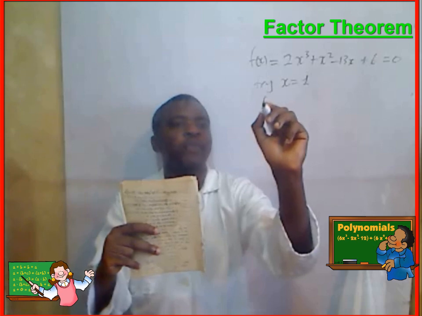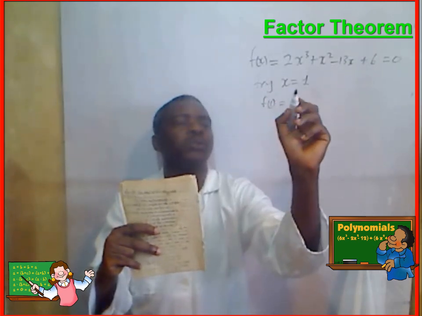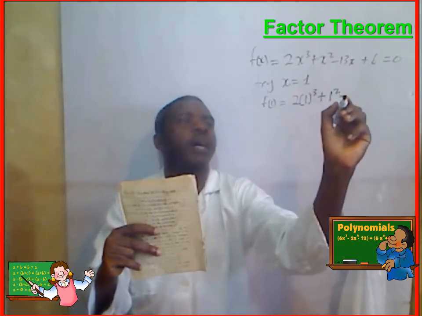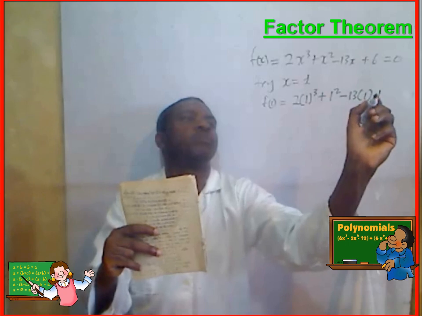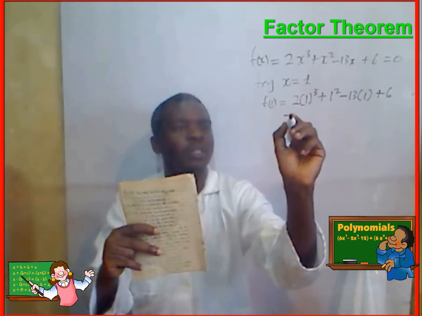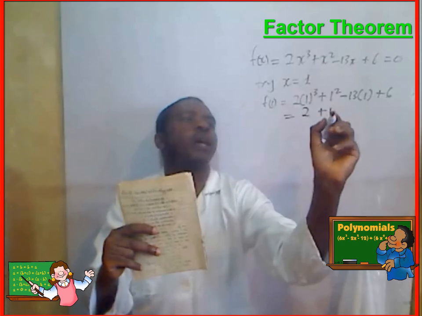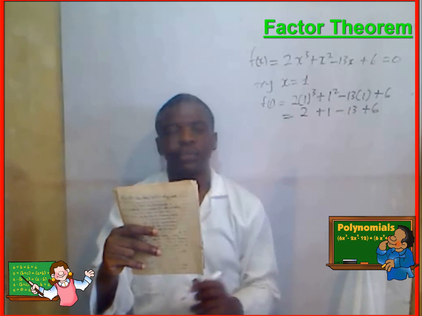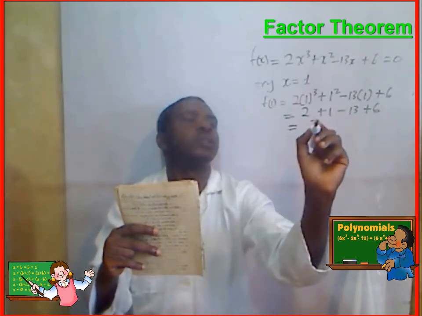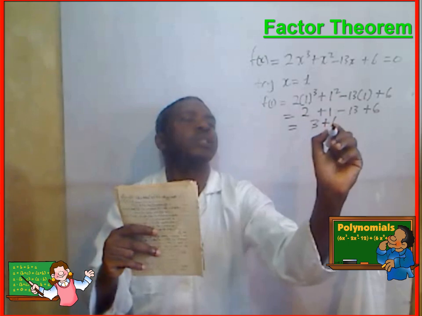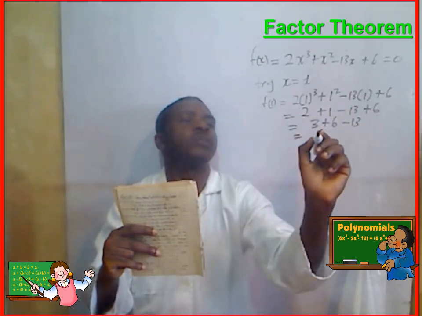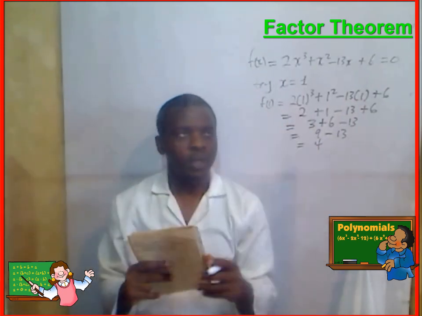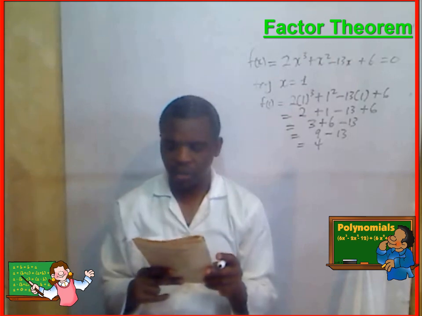We're going to have f of 1 equals 2 times 1 cubed plus 1 squared minus 13 times 1 plus 6. This is equal to 2 plus 1 minus 13 plus 6. This gives us 3 plus 6 minus 13, which is 9 minus 13, equal to minus 4. So x minus 1 is not a factor. Let's try 2.